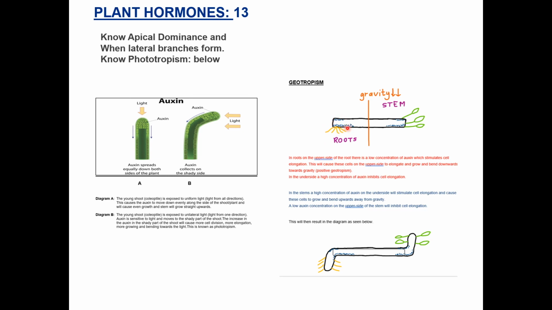in the underside of the root, the auxin inhibits cell elongation. In the stem, it's the exact opposite. A high auxin concentration on the underside will stimulate cell elongation and cause the cells to grow and bend away from gravity, and the low auxin concentration on the upper side will inhibit cell elongation. Please, and it grows away from gravity. Do not bring in phototropism.